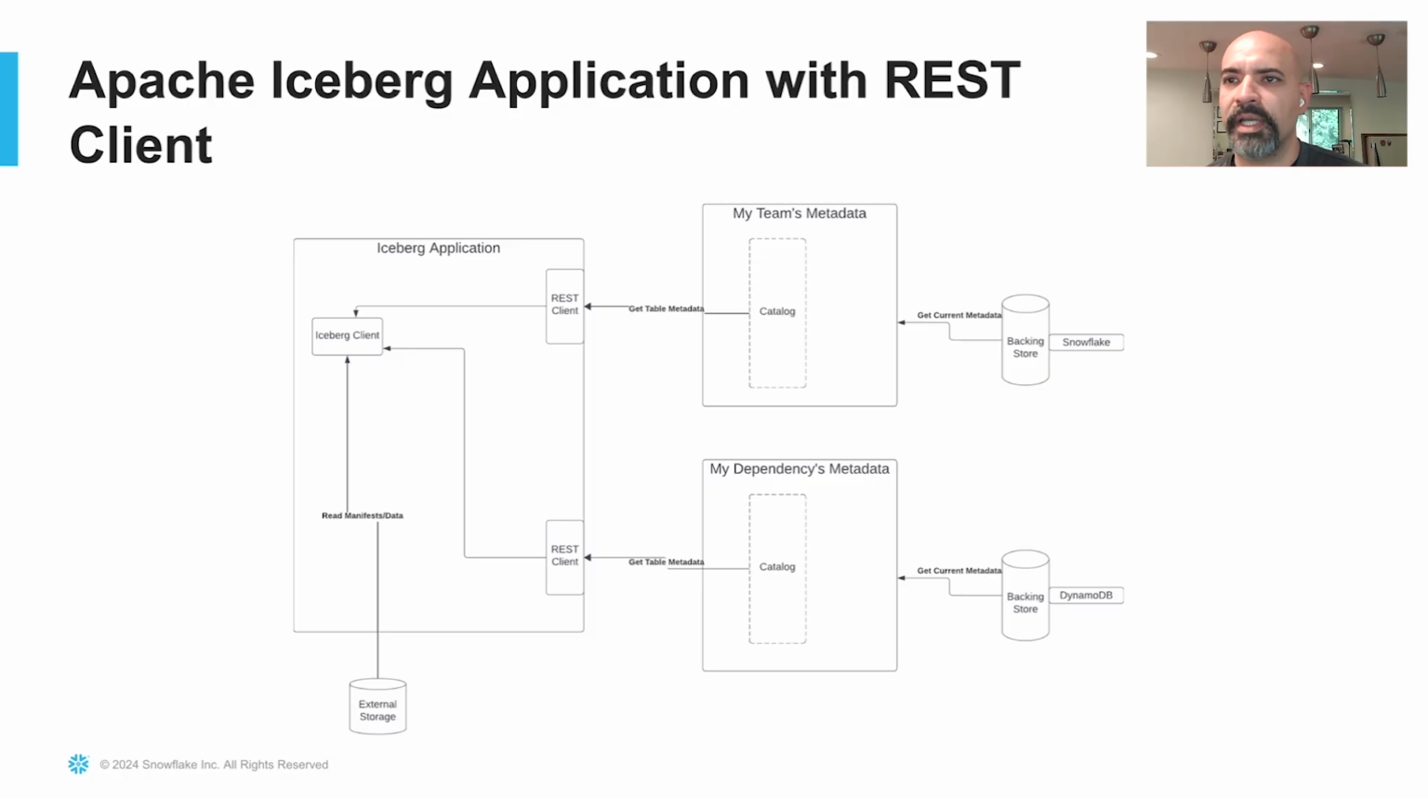So now a new application diagram might show your Iceberg client, right? The Spark Iceberg library talking to a REST client.